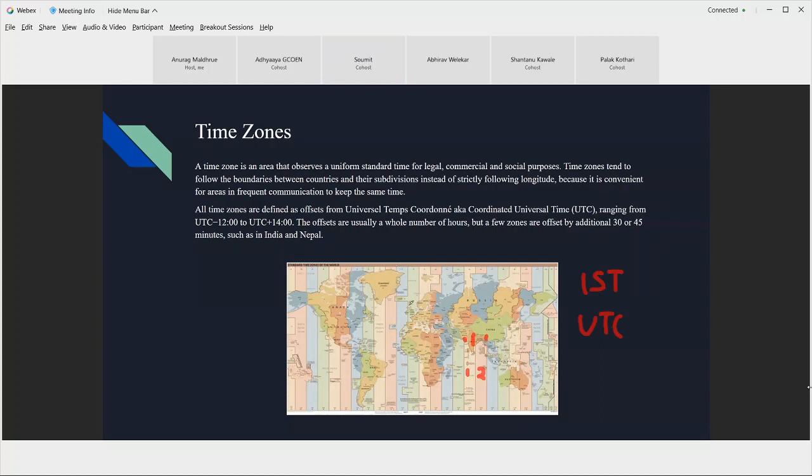IST is the Greenwich Meridian time plus 5 hours and 30 minutes. I will tell you what DSTs are afterwards. So this is the time zone that India maintains.